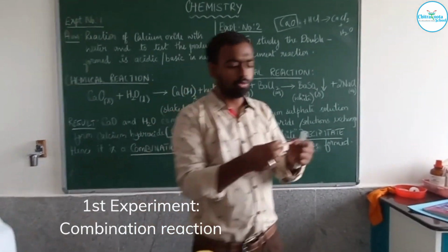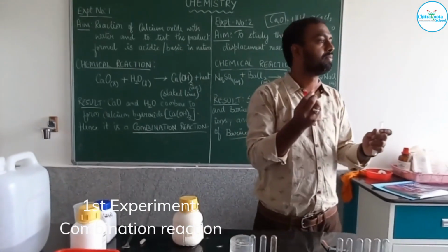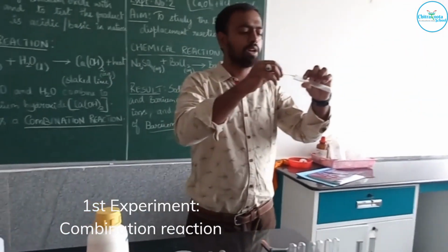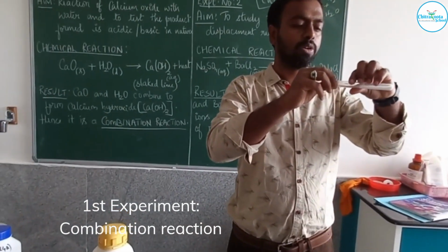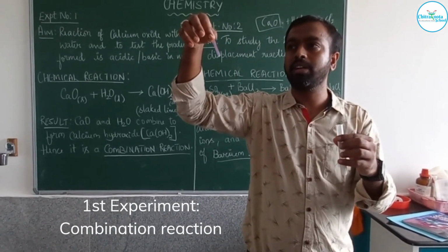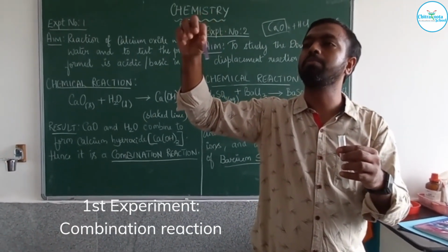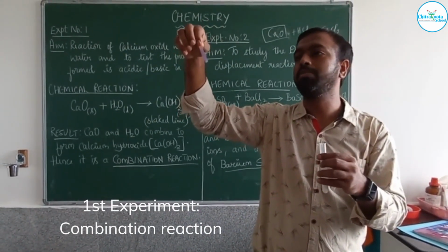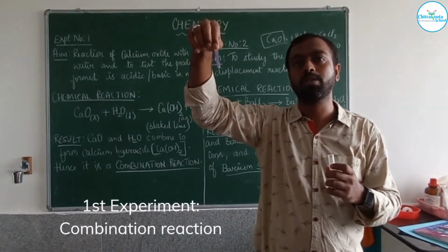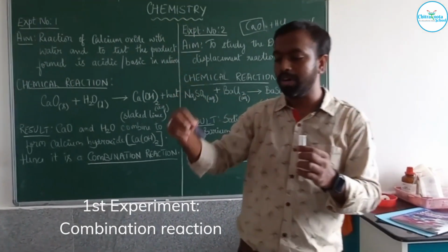Now, what do bases do with litmus paper? Blue. Are you sure? Okay, we'll just check whether it is a base or not. It just turned red litmus blue. If you want, you can dip the same blue litmus paper into some acidic solution and again it will turn back into red color. This is a small test.